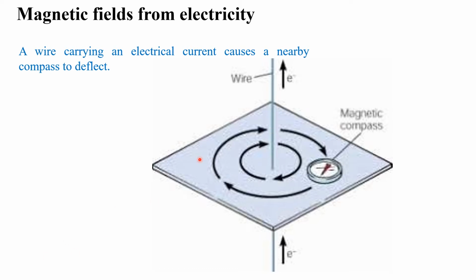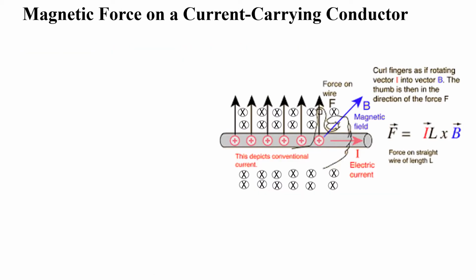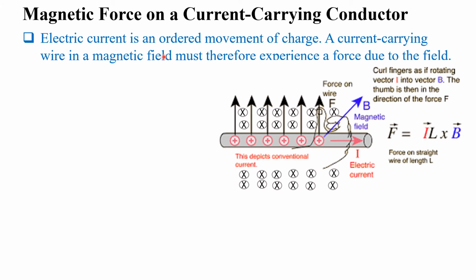The compass needle near the wire experiences a force that aligns the needle tangent to a circle around the wire. Therefore, a current carrying wire produces circular loops of magnetic fields. Magnetic force on a current carrying conductor. Electric current is an ordered movement of charges. We know that when charges move, we get electricity or electric current. A current carrying wire in a magnetic field must therefore experience a force due to the field.